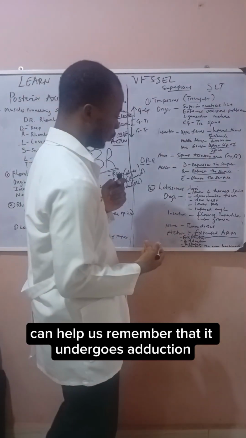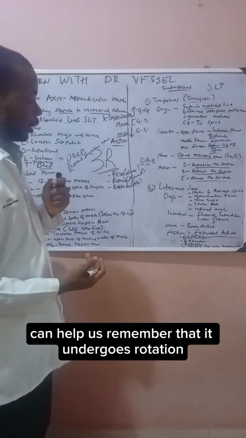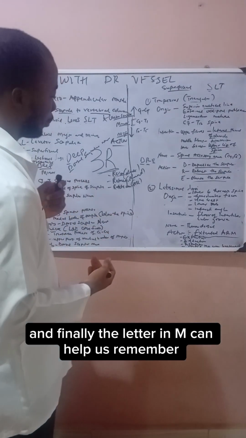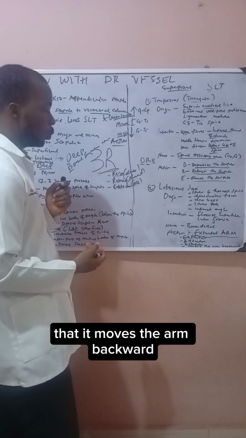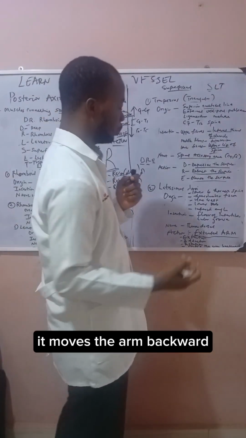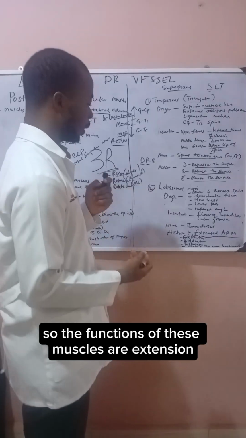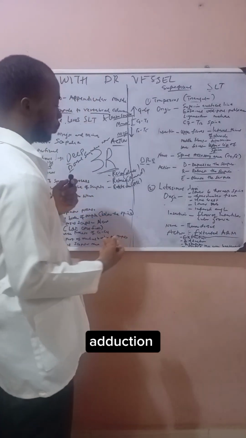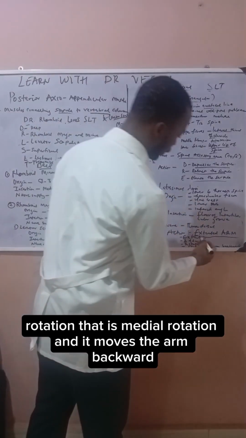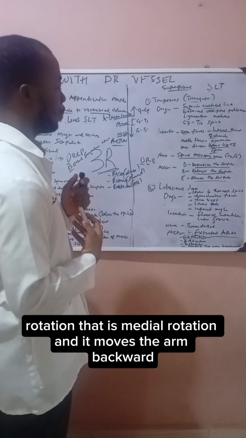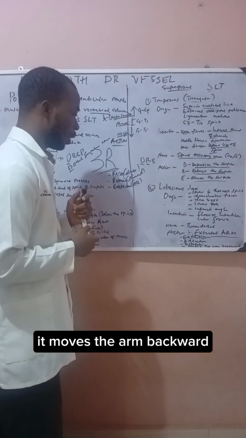undergoes adduction. The letter R can help us remember that it undergoes rotation. And finally, the letter M can help us remember that it moves the arm backward. So the functions of this muscle are extension, adduction, rotation, that is medial rotation, and it moves the arm backward.